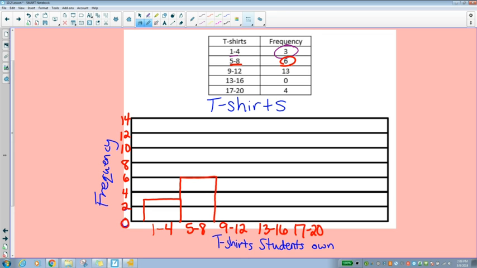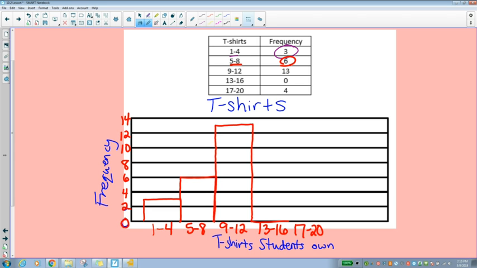For 9 to 12, I have a frequency of 13, and 13 is halfway between 12 and 14. So I'm going to continue that bar that I brought down for my 5 to 8 interval, and bring it up all the way to halfway between 12 and 14, which is 13. Bring my bar across so it's halfway between 9 to 12 and 13 to 16, and I bring it down. For 13 to 16, I have no frequencies, so really the bar doesn't have anything, so I'm just going to bring a bar across. I don't have any height to it because there is nobody in that category. So that's really the only time a bar won't touch, because there is nothing in that bar.